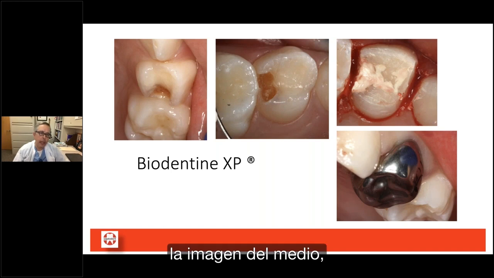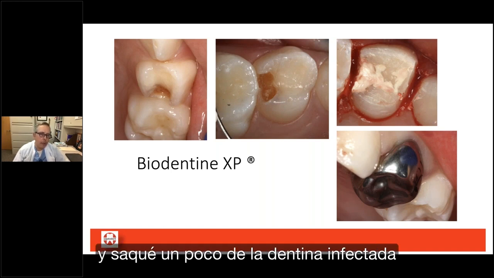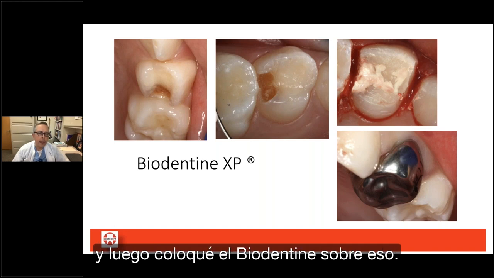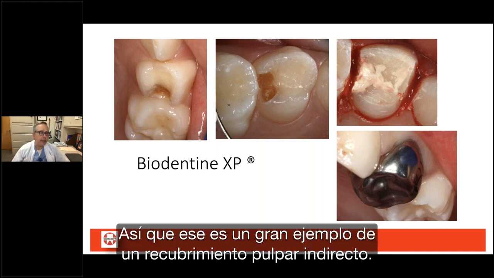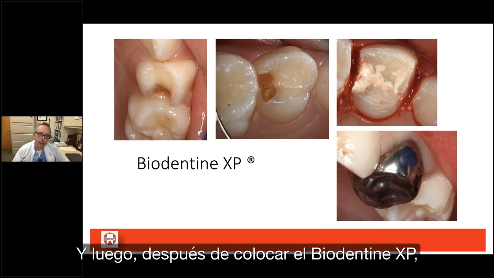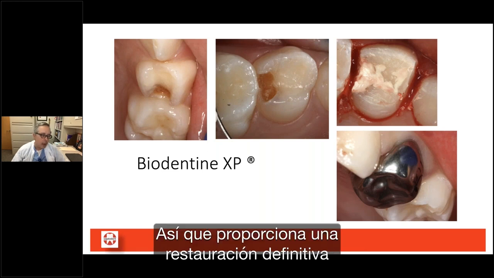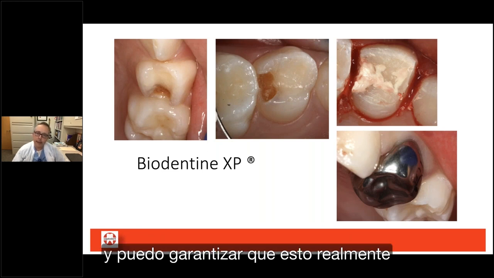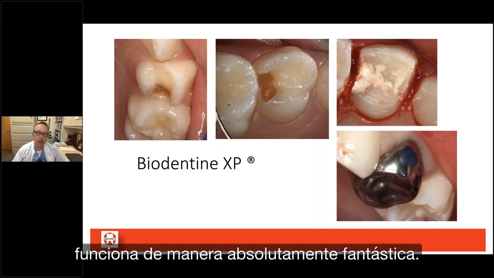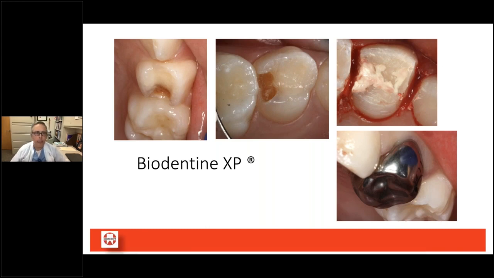In the picture in the middle, I just went with a round burr and removed a little bit of the infected dentin, and then I placed the Biodentine over that. So that is a great example of an indirect pulp cap. And then after I placed the Biodentine XP, I placed a stainless steel crown. So I provide a definitive restoration, and I can guarantee that this is going to work absolutely fantastic.